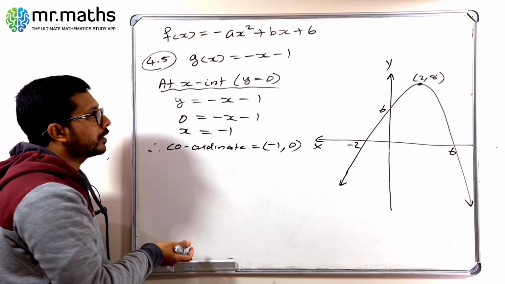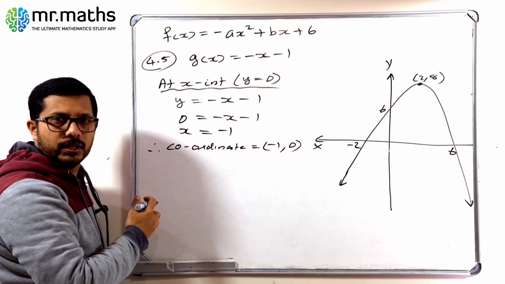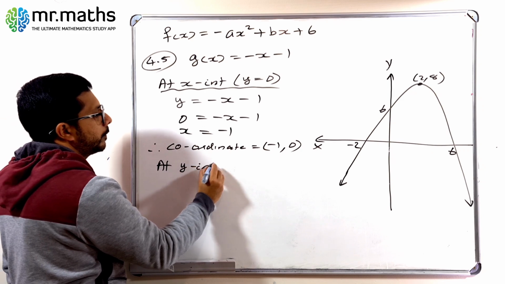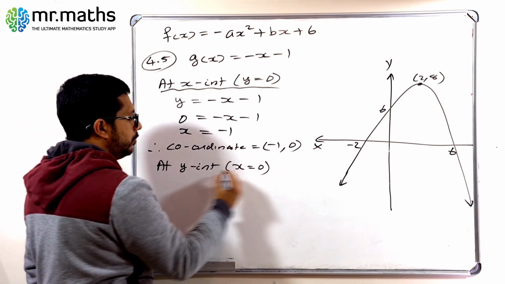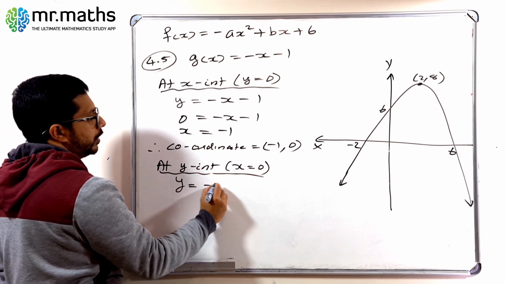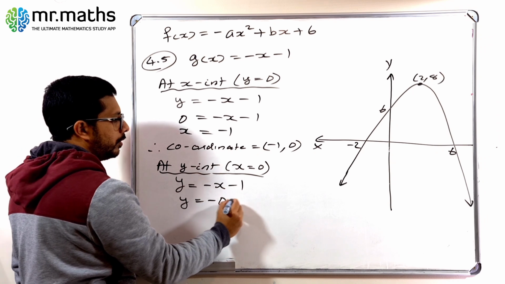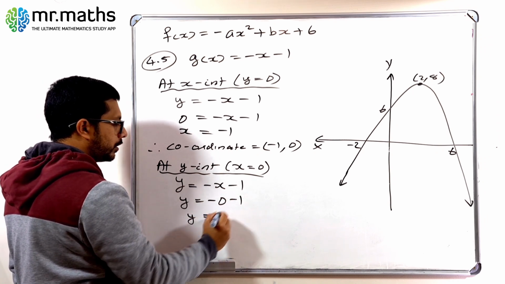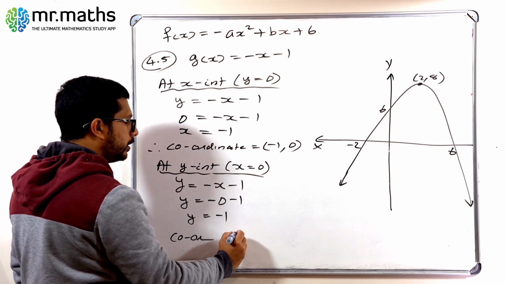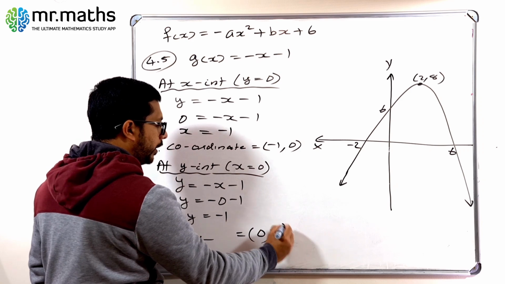Now how can you find the y-intercept? There is no need to write it out. You know that the y-intercept is this minus 1. But for those who don't understand, at the y-intercept the value of x is equal to 0. So let me write the equation once more. Y is equal to minus x minus 1. What is the x value? 0. So 0 minus 1 is minus 1. So what is the coordinate? The coordinate has x value 0 and y value minus 1.